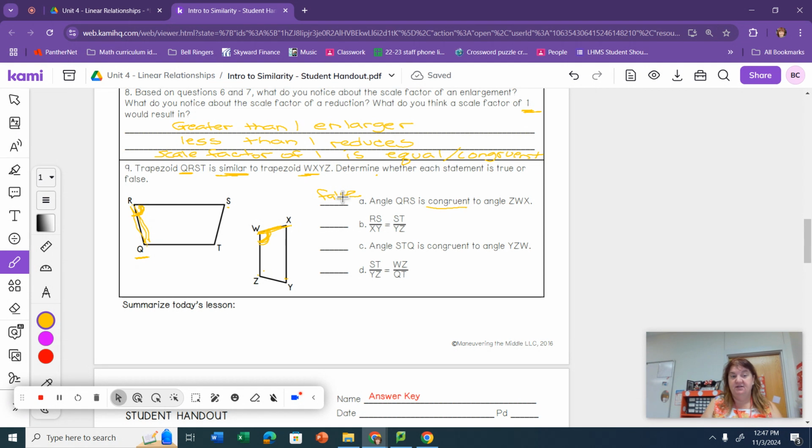Okay, what about RS? So RS, let's color it different. RS over XY. Okay, RS over XY should be equal to ST. Let's get a different color here. ST over YZ. Well, that would be true. That would be true. Okay? I want you to try the last two on your own. And let's see how you do.